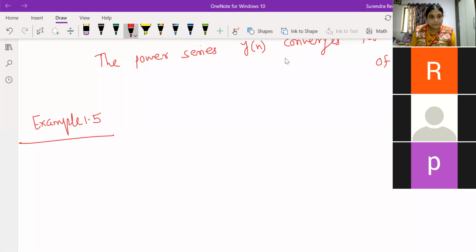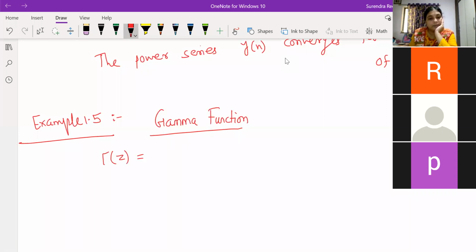1.5 you say is gamma function. Everybody knows the gamma function and beta function? Yes, ma'am. So what is the gamma function? It is represented by gamma of z.